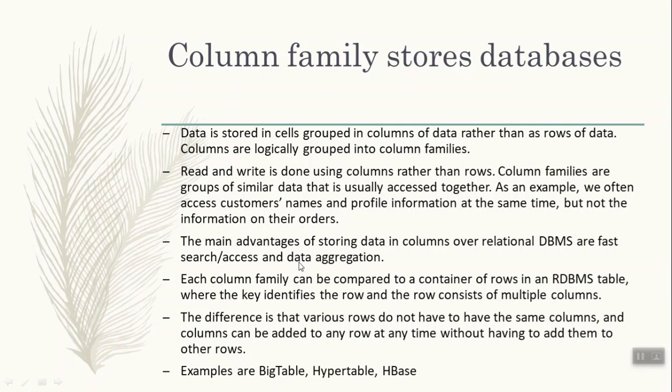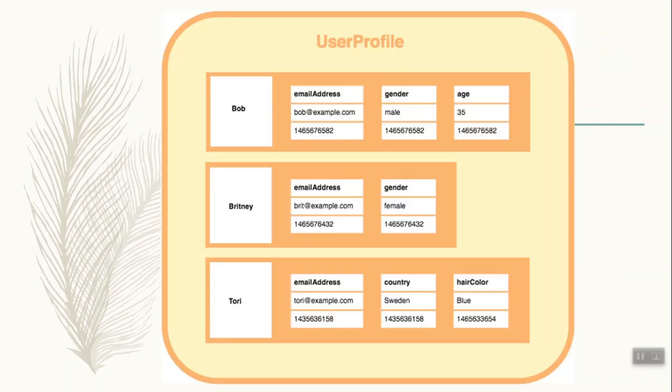The main advantage of storing data in columns over a relational database is that it enables fast search, access, and data aggregation. Each column family can be compared to a container of rows in an RDBMS, where the key identifies the row and the row consists of multiple columns. The difference is that various rows do not have to have the same columns, and columns can be added to any row at any time without having to add them to other rows. Examples are Bigtable, Hypertable, and HBase. So this is the example.